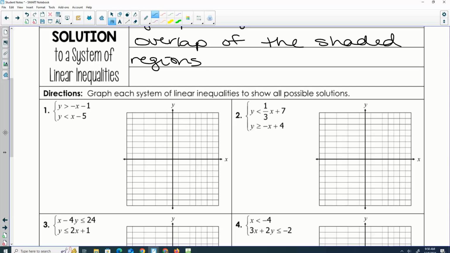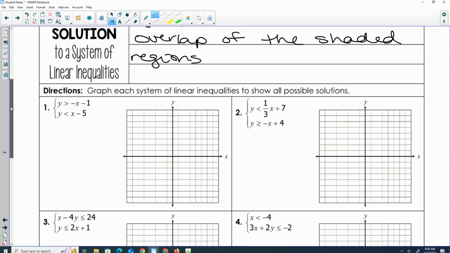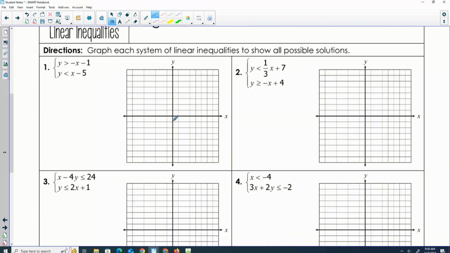All right. So let's take a look at number one. First of all, if we want to graph those inequalities, what do we have to do? It has to be y equals mx plus b form. This one is, so we start with our y-intercept, negative 1. My slope is negative 1, so you could go down 1 and right 1, or up 1 and left 1. Solid or dashed line? Dashed, because there's no equal to.